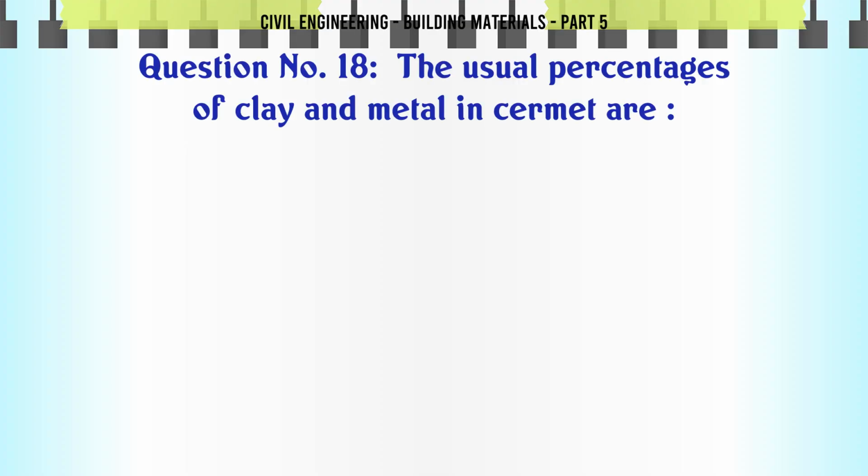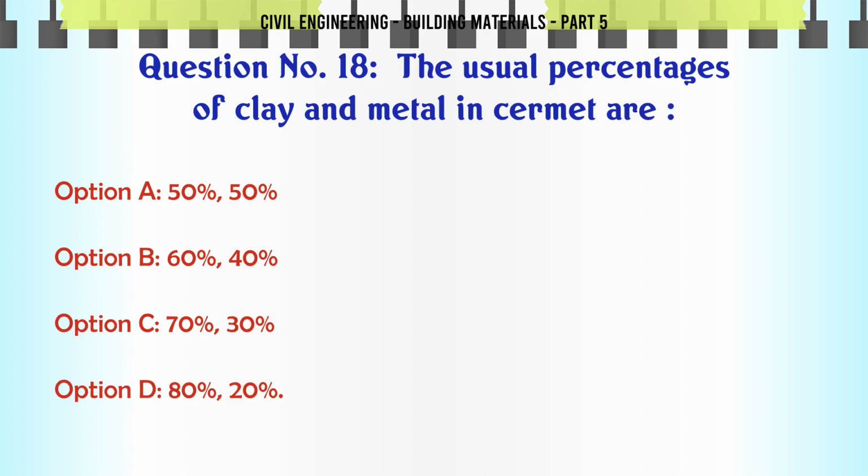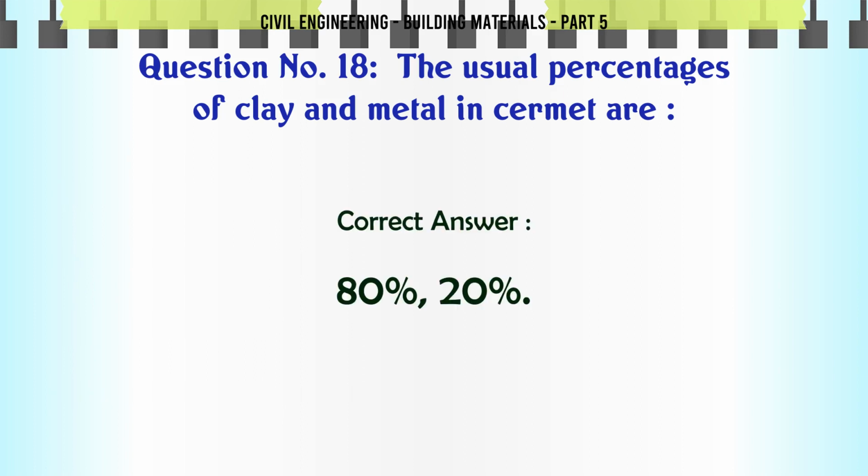The usual percentages of clay and metal in cermet are A. 50-50, B. 60-40, C. 70-30, D. 80-20. The correct answer is 80-20.